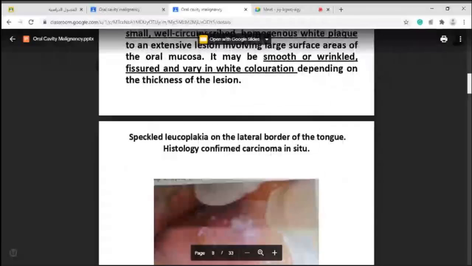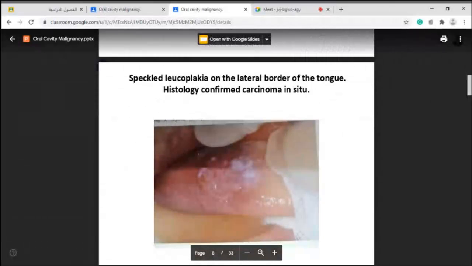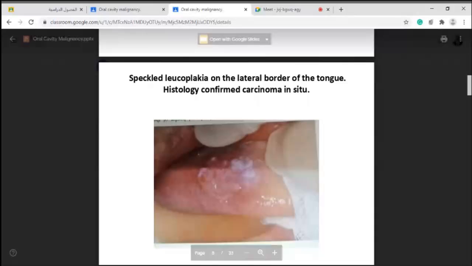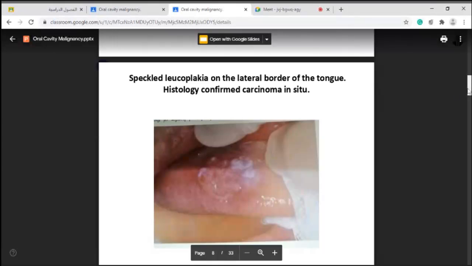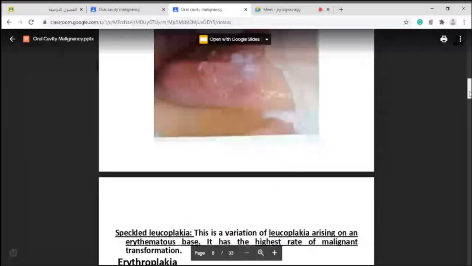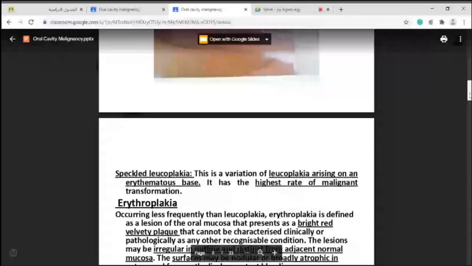This is leukoplakia. We call it speckled leukoplakia, on the lateral border of the tongue. This is the tongue, lateral border. Is the picture clear, students? Yes, doctor, it's clear. On the lateral border of the tongue, we take an incisional biopsy, and the biopsy confirmed carcinoma in situ. It is very important to diagnose this. We have a lot of cases of carcinoma of the tongue.